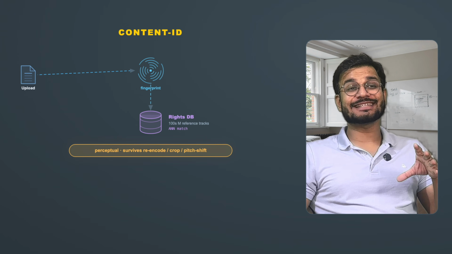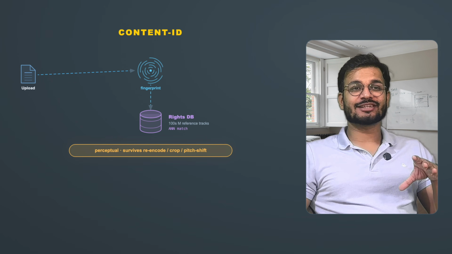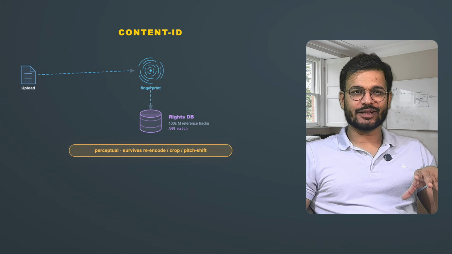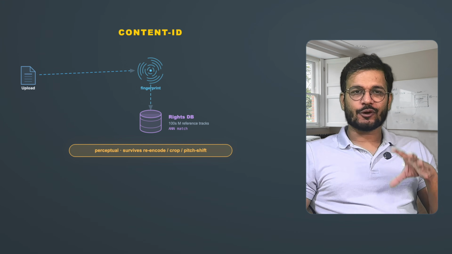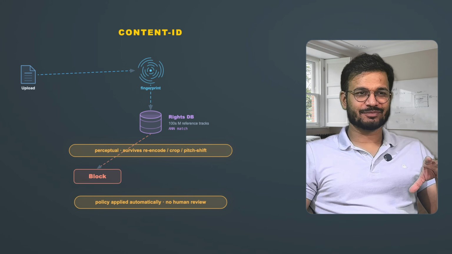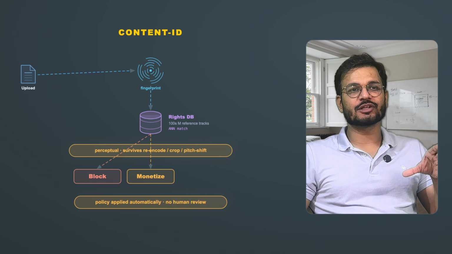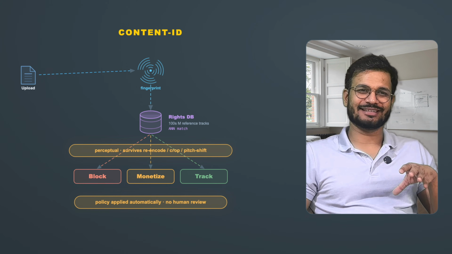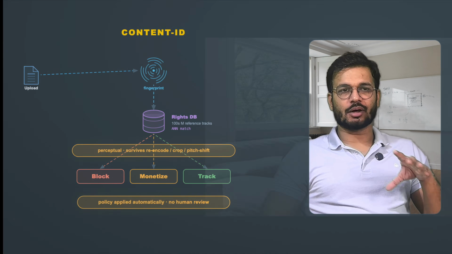The fingerprinting is perceptual. It must survive compression, re-encoding, pitch shifting, and cropping. It is not a simple hash. If a match is found, the rights holder's policy is applied automatically. They can block the video, monetize it with ads, or track the analytics.